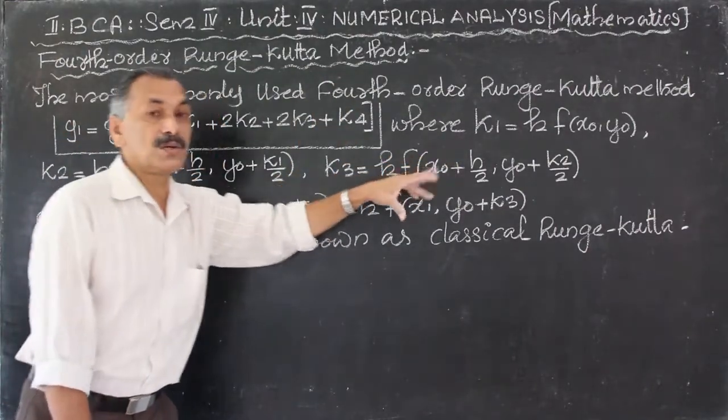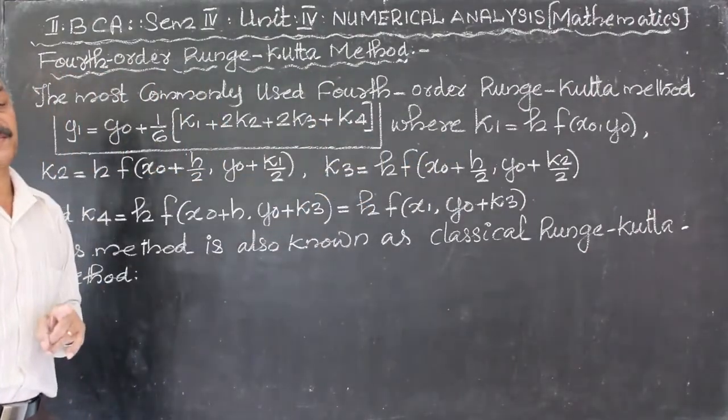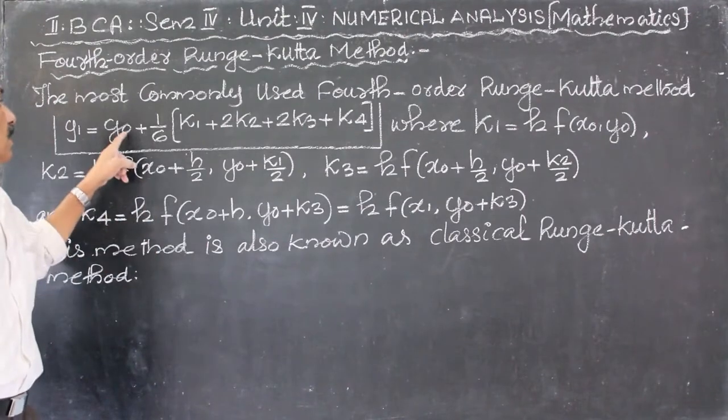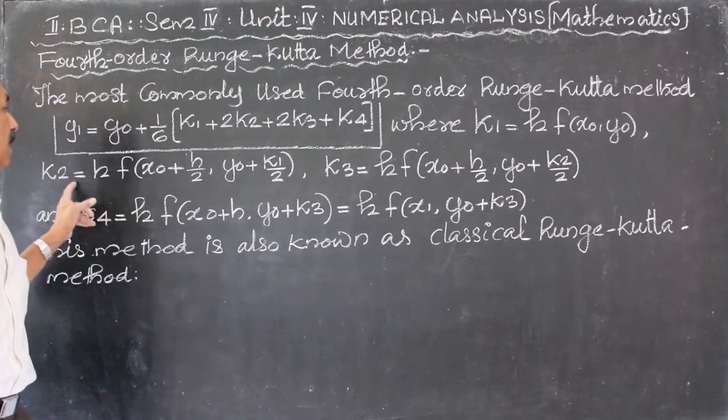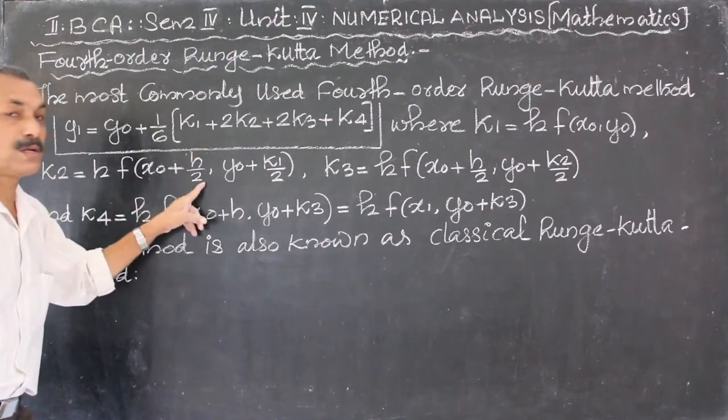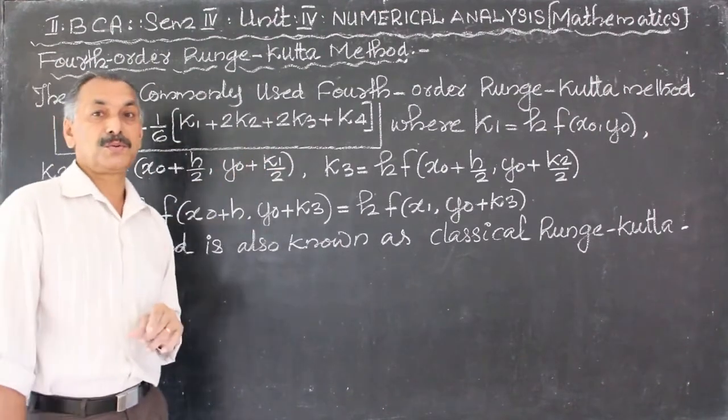But k1 is equal to h into f of x1, y1. For y2, y0 is replaced by y1. Then k2 is equal to h into f of x1 plus h by 2, y1 plus k1 by 2.